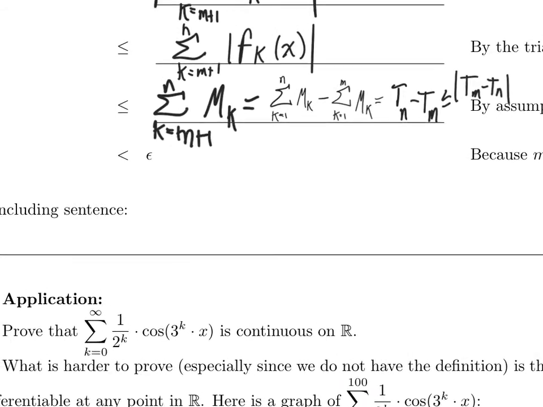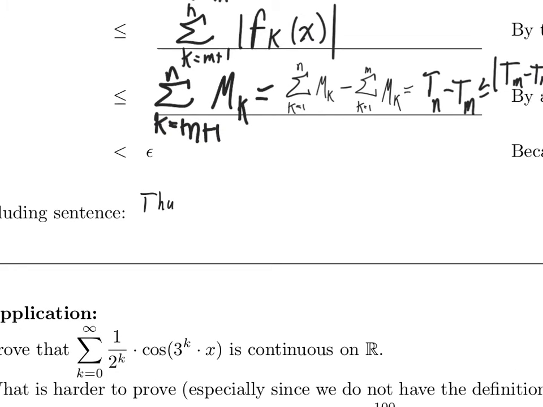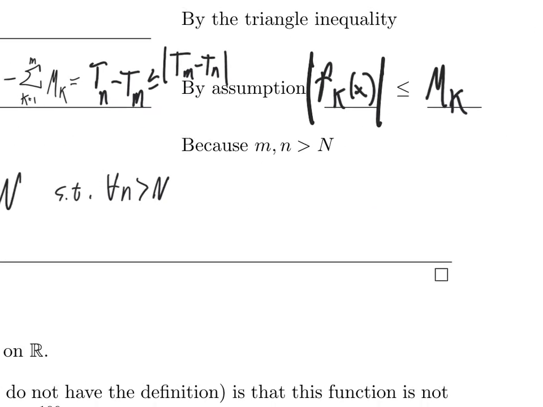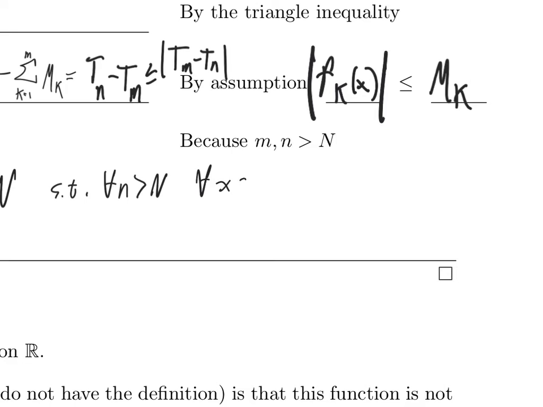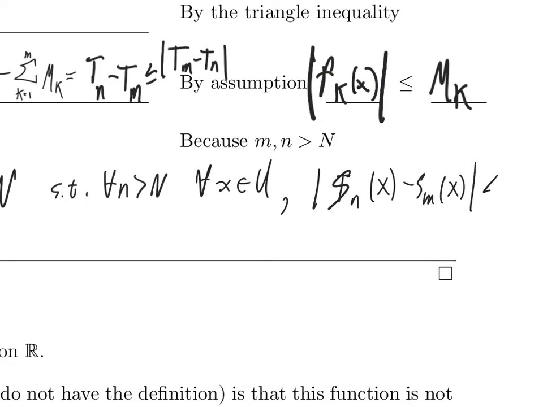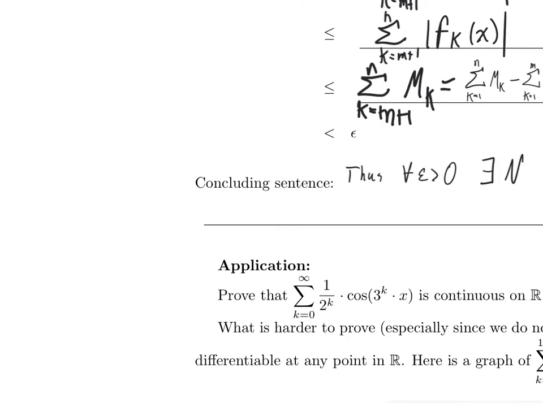Let's just put down a concluding sentence now. Thus, for all epsilon bigger than 0, because we started by considering any epsilon bigger than 0, we then came up with a choice of big N, such that for all little m and n bigger than big N, and for all x in U, the absolute value of S_n(x) minus S_m(x) is less than epsilon. So S_n is uniformly Cauchy.